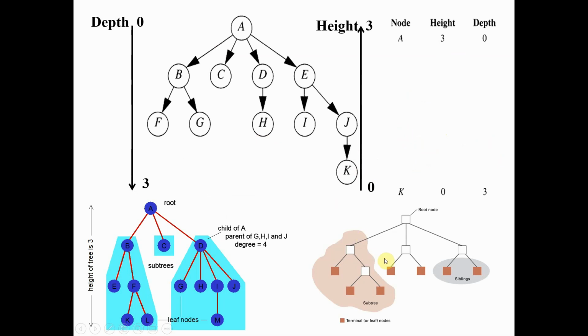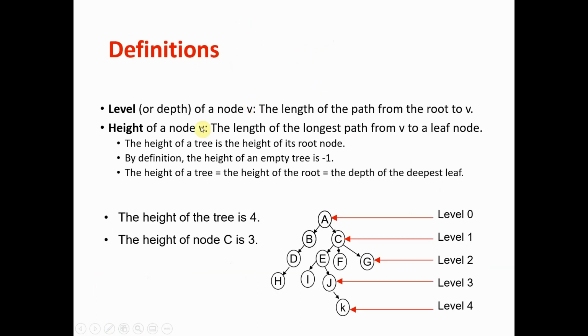These three pictures show the concept of depth and height of nodes. You see depth or level: this is level 0 or depth 0, level 1, level 2, level 3. And for height, the height of this one is 0, the height of this one is 1, the height of this one is 2, and the height of this one is 3. So you can see the difference between depth and height. Again, this definition is very important.